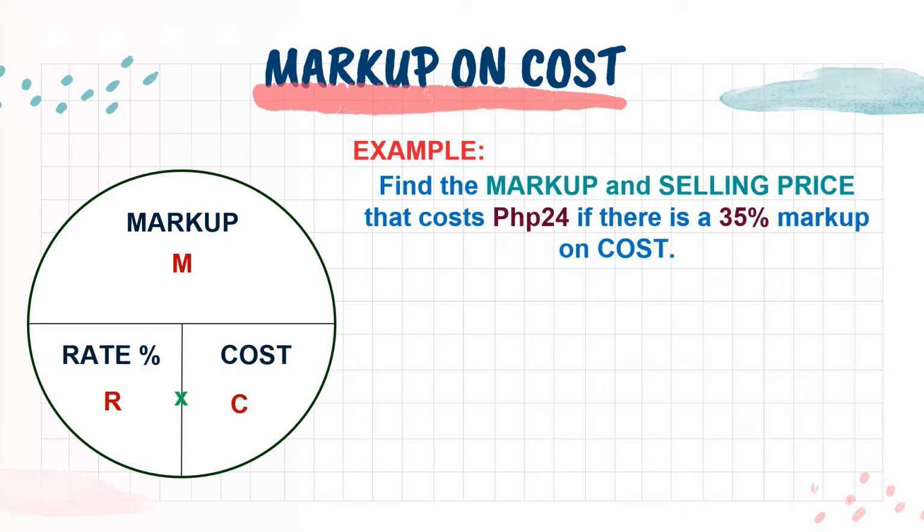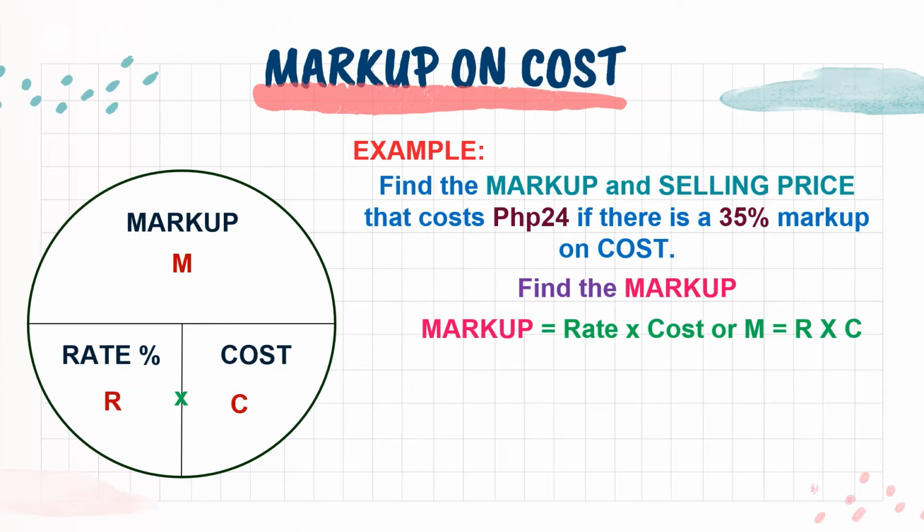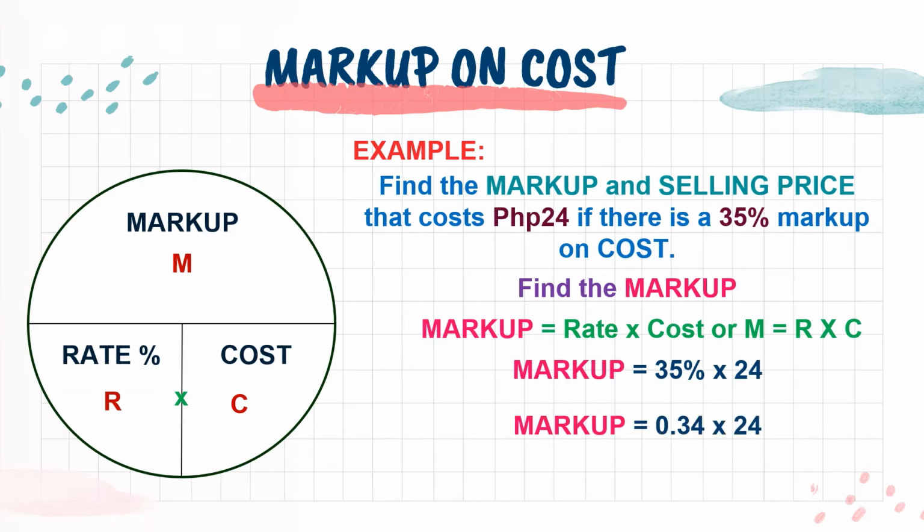Example: find the markup and selling price of an item that costs 24 pesos if there is a 35% markup on cost. Cost meaning that is the capital, the original price. Find the markup. Markup is equal to rate times cost. So markup is equal to 35% times 24. We convert 35% to decimal, then we multiply it. The answer is 8.40, or 8 pesos and 40 cents.